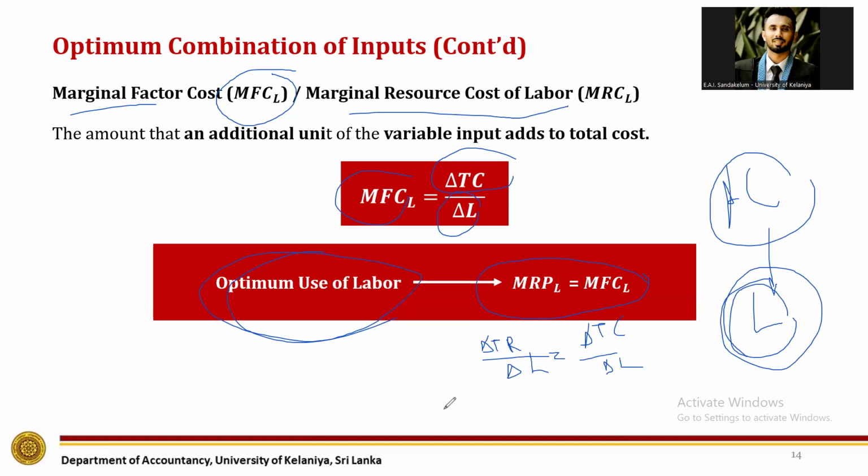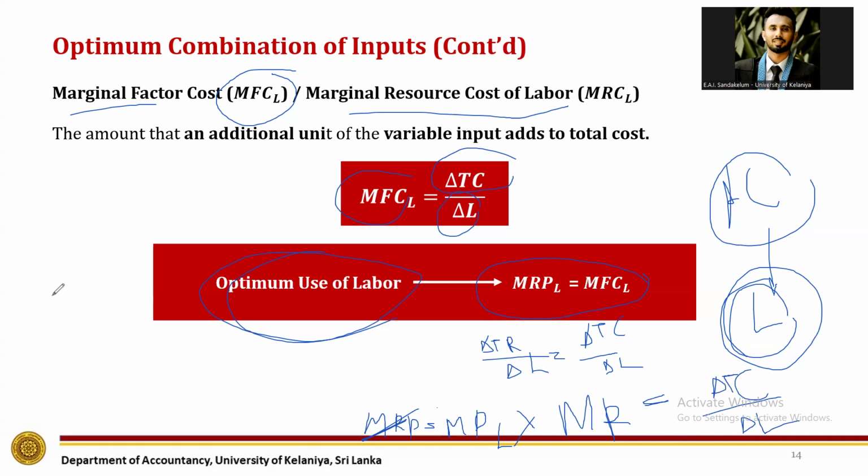This is one way. Because of the calculation you have to use a different kind of formula. For the MRP, there is another formula given in the previous slides: MRP equals marginal product of labor times marginal revenue. This is equal to delta TC divided by delta L, the point where MRP equals MFC.